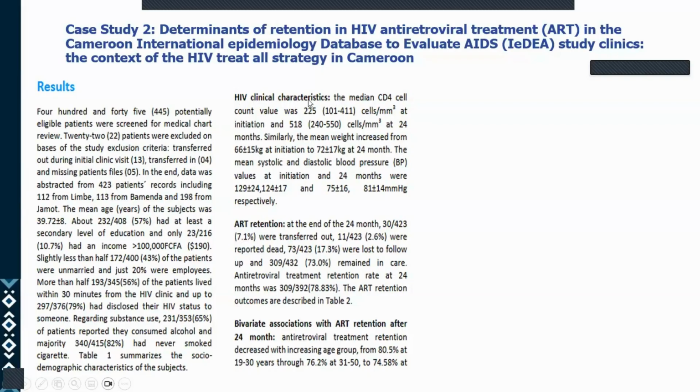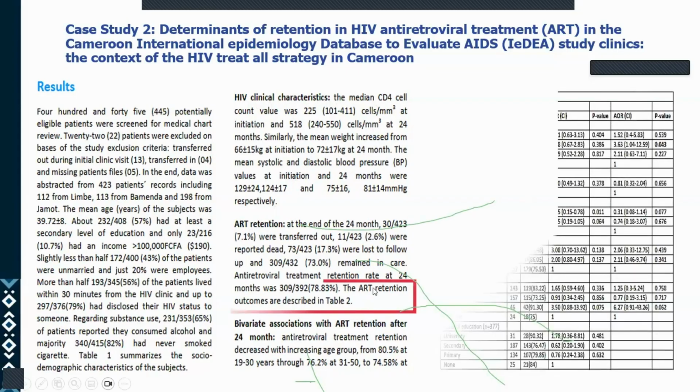You still come with the role of subheadings and paragraphs here. You can see that they are really detailed. Don't write too much. Present it directly on what you are doing. So when you are presenting it like this, you put the subheading, HIV clinical characteristics, of what you wanted to present, ART retention, bivariate associations, and all.